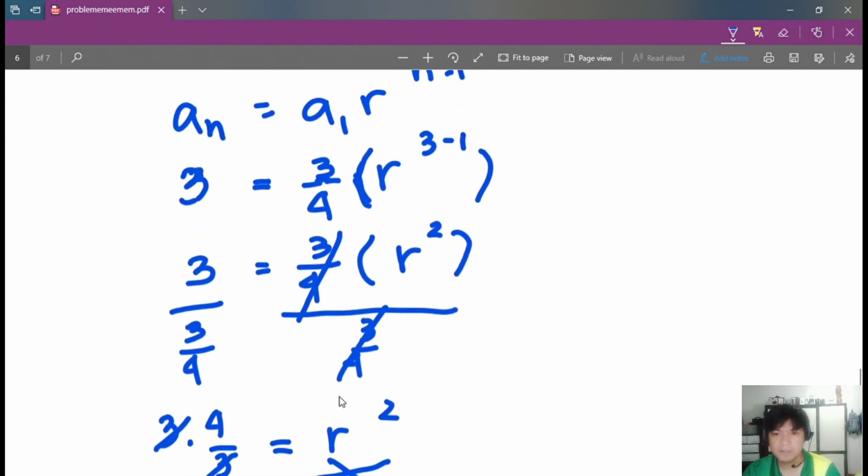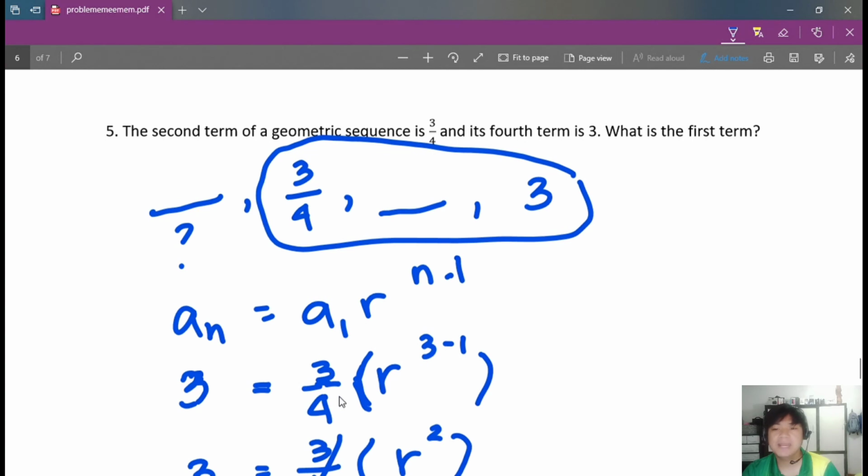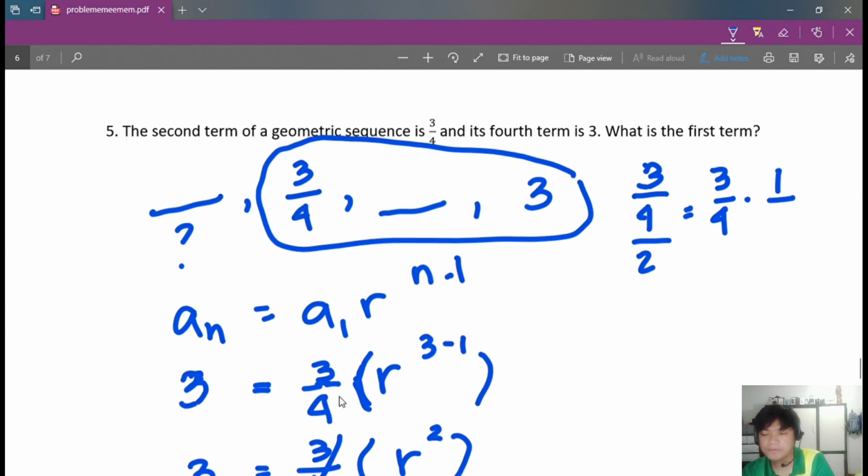So, positive and negative ang common ratio natin. So, ang gagawin natin, unahin naman natin yung positive 2. Ang positive 2, para makuha yung first term, since sa left siya, ang gagawin natin, we will divide. So, 3/4 divided by 2. So, that is equal to 3/4 times 1/2. Reciprocal of 2 is 1/2. So, 3 times 1 is 3, 4 times 2 is 8. So, our first term is 3 over 8.